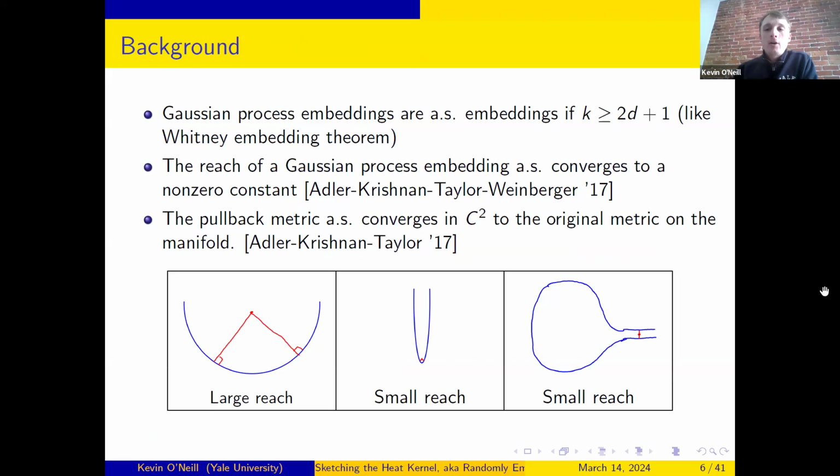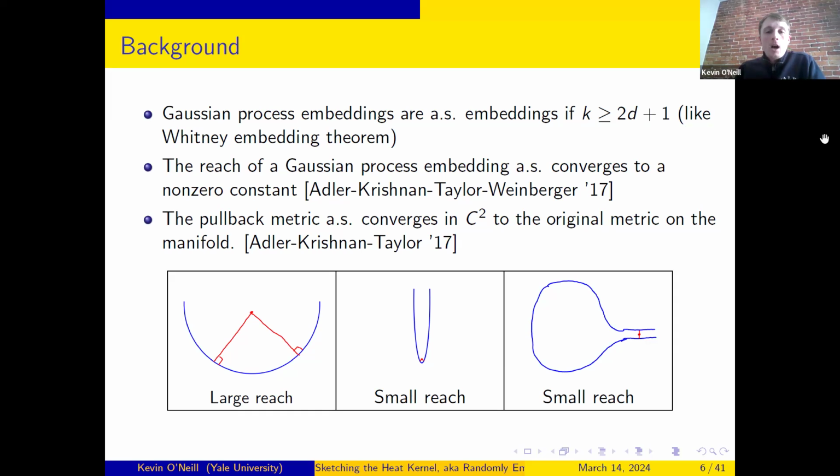All right, so that's just a very crude sketch of why this might be plausible. There has been some work done on this before in a more theoretical setting. What we knew going into this was that these Gaussian process embeddings are almost surely embeddings, provided you embed into a high enough dimension. If the lowercase d here is the dimension of some manifold you have, so let's say you have a torus that's two-dimensional and you embed into R5 or higher dimensions, then you're going to get an embedding. You're not going to have any self-intersections.